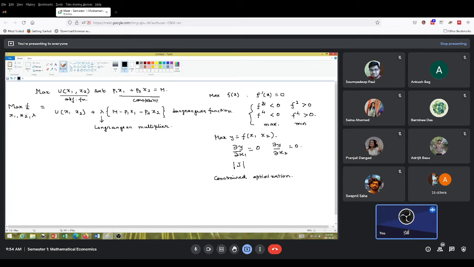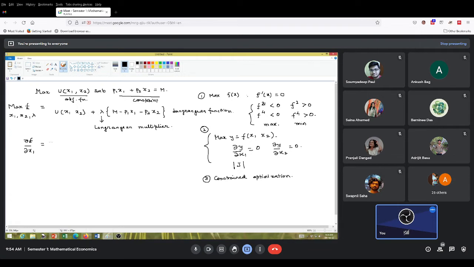So that means when we take the differential, this is a function with multiple variables. So we can simply ignore that this is a constrained maximization problem. We can treat it as a multiple variable objective function without any constraint. Are you understanding what I'm saying?